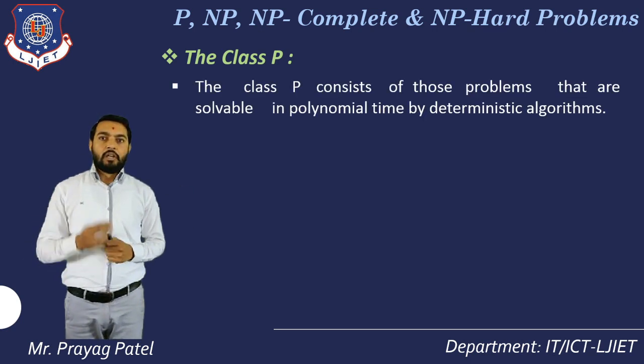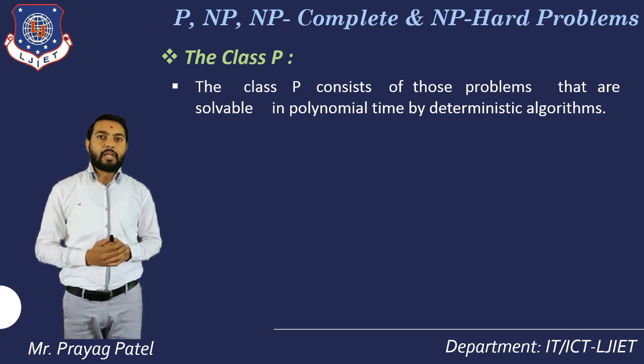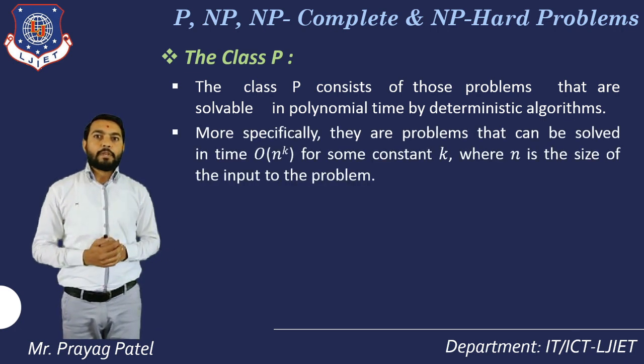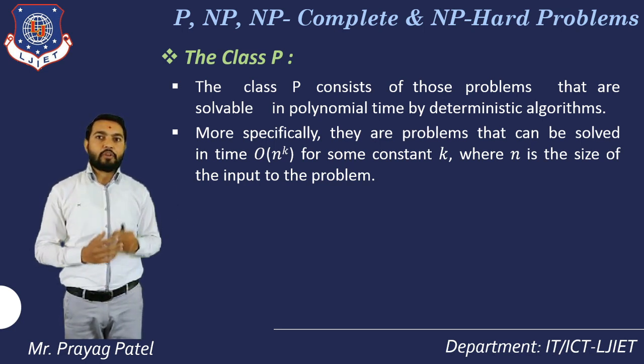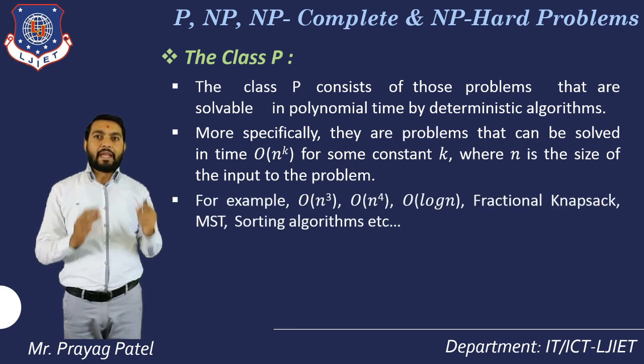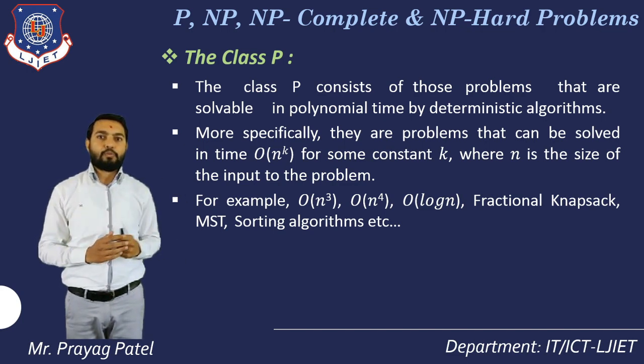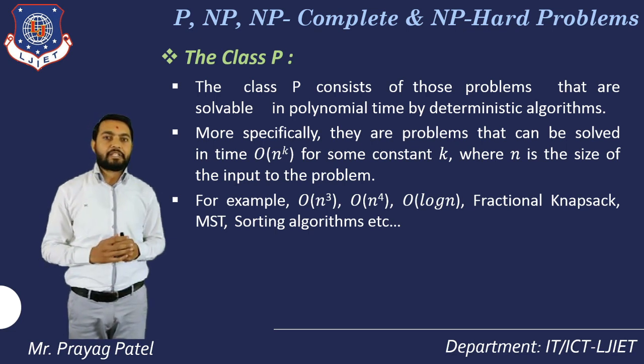The class P consists of those problems that are solved in polynomial time. That means the problem is solved by a deterministic algorithm. More specifically, they are the problems that can be solved in time big O of n raised to k, where k is a constant and n is the size of the input of the problem. So for example, a class P problem can have complexity big O of n cube, big O of n raised to 4, or big O of log n, like this.